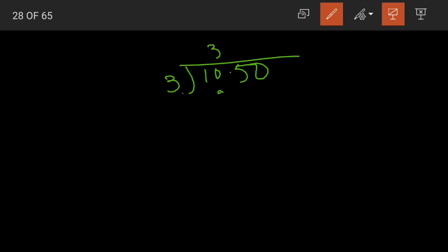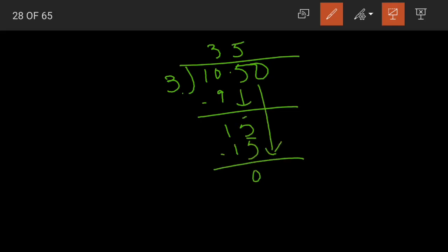We'll get 3 3s are 9. When we subtract, 1 is remaining. 5 brought down. 3 5s are 15. When we subtract, 0 is remaining. Again 0 brought down. So 3 zeros are 0. What is our answer? 350.